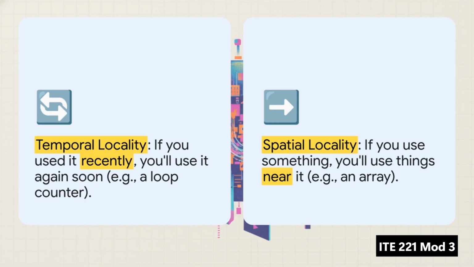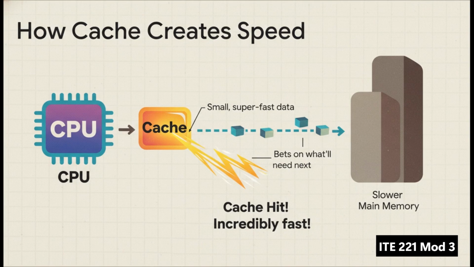Caches are basically designed to make bets on these two behaviors happening. So here's what a cache is. It's a small, super-duper fast, and yeah, expensive piece of memory that sits right next to the CPU. Its whole job is to keep a copy of what it thinks you'll need next from that much slower main memory, and it's making that guess based on the principle of locality. When it bets right, and that's what we call a cache hit, the CPU gets its data instantly. And just like that, the illusion of speed is maintained.